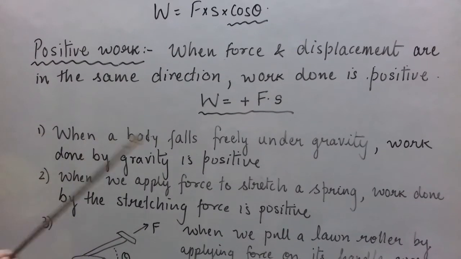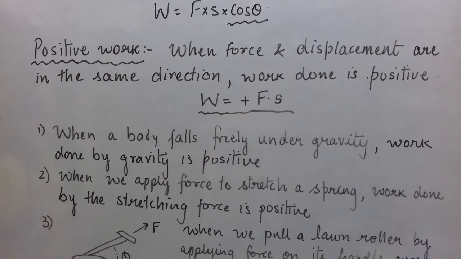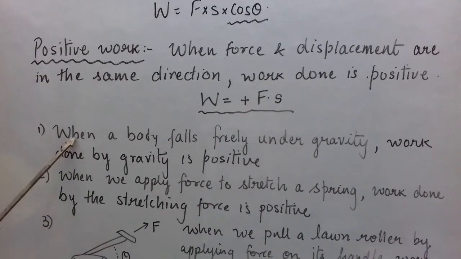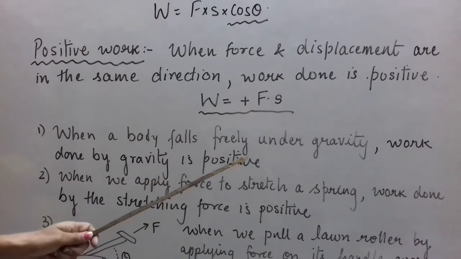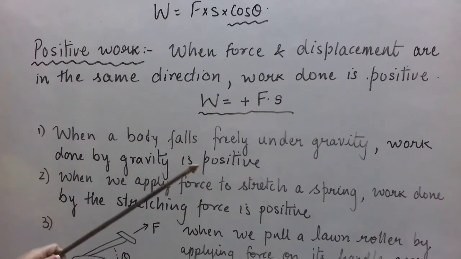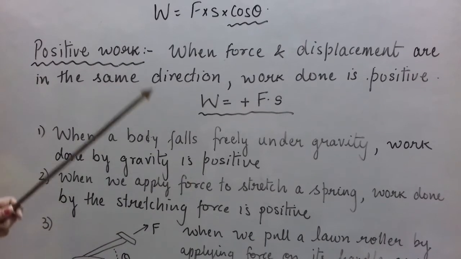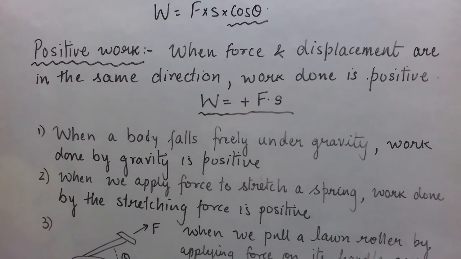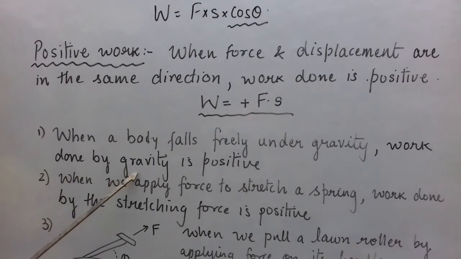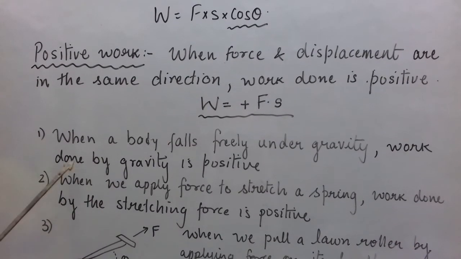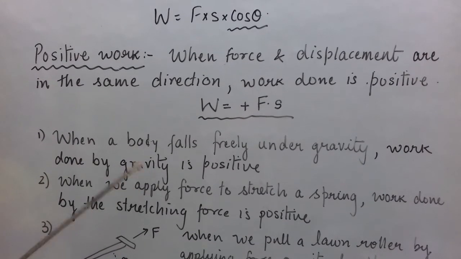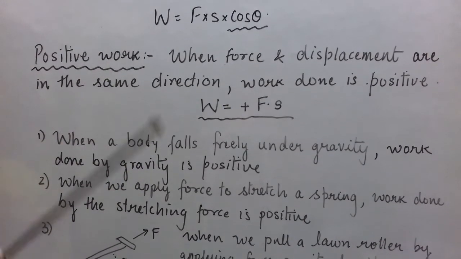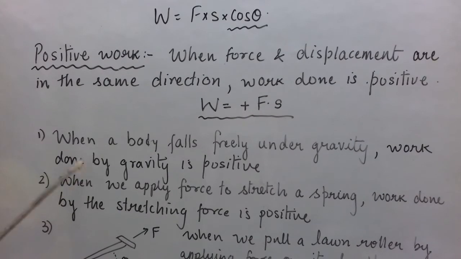See, when a body falls freely under gravity, whether you have dropped a body or thrown a body down, work done by gravity is positive. When a body is falling freely under gravity, it is falling downwards, and gravity is always acting in a downward direction. So work done by gravity is positive, because gravity, that is force due to earth, is in the downward direction, and the body is falling vertically downwards. So force and displacement are in the same direction, and we can write work done by gravity is positive.